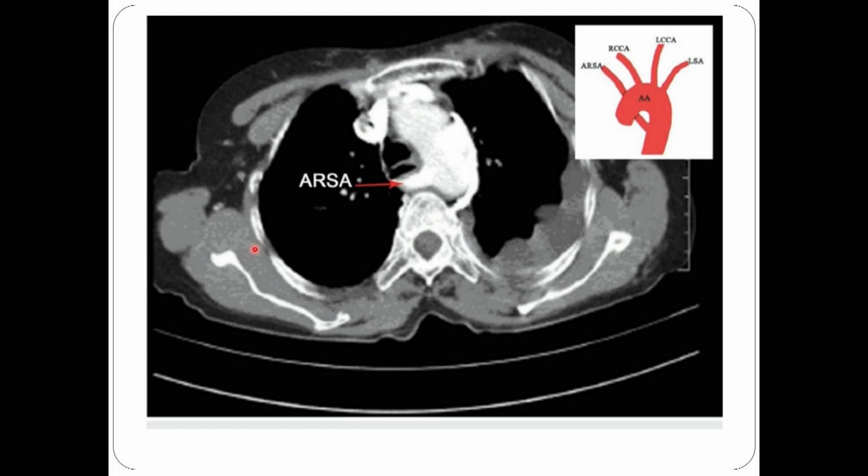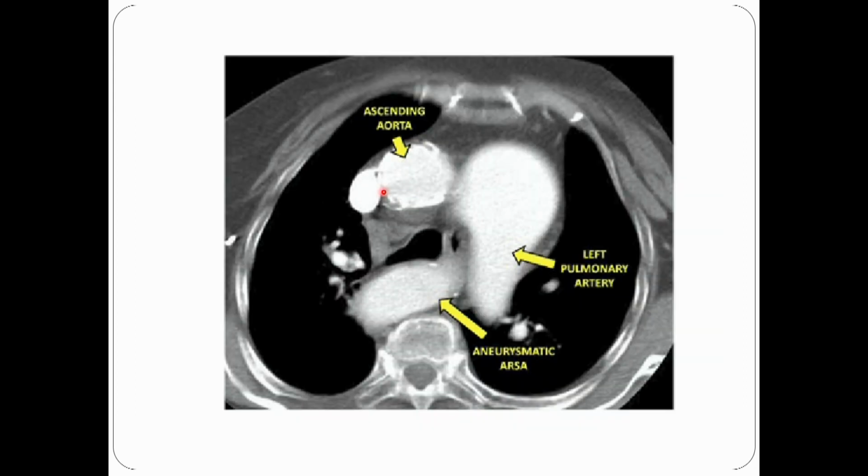This is the ARSA, that is aberrant right subclavian artery, which takes origin after the completion of the arch of aorta or the proximal portion of the descending thoracic aorta. It courses behind the esophagus, indenting over the esophagus, as I have told. This is again an ARSA, but it is an aneurysmally dilated ARSA.